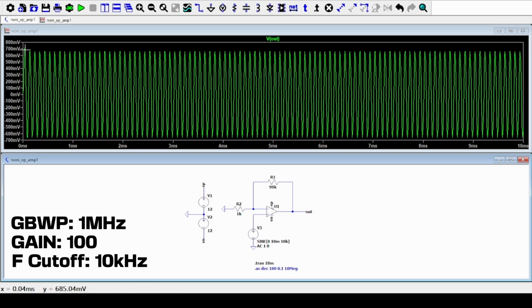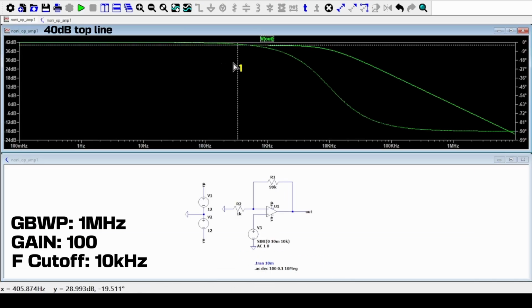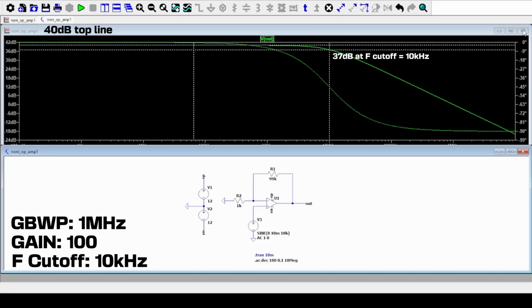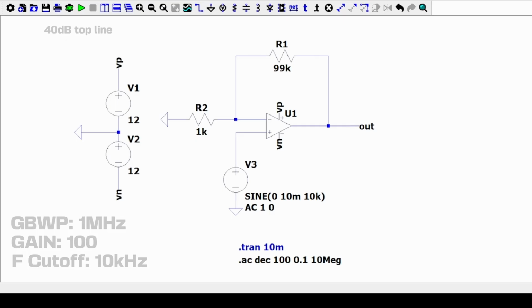Why is this? If we take a look at the gain to frequency Bode plot, we can see that our gain, originally at 40 decibels or a linear gain of 100, is now sitting at 37 decibels with our frequency of 10 kHz. 37 decibels is equal to a linear gain of 70.7. This is why our voltage and time plot gives us a peak amplitude of about 700 millivolts, because the gain is decreased -3 decibels right at 10 kHz. That is the gain bandwidth product.